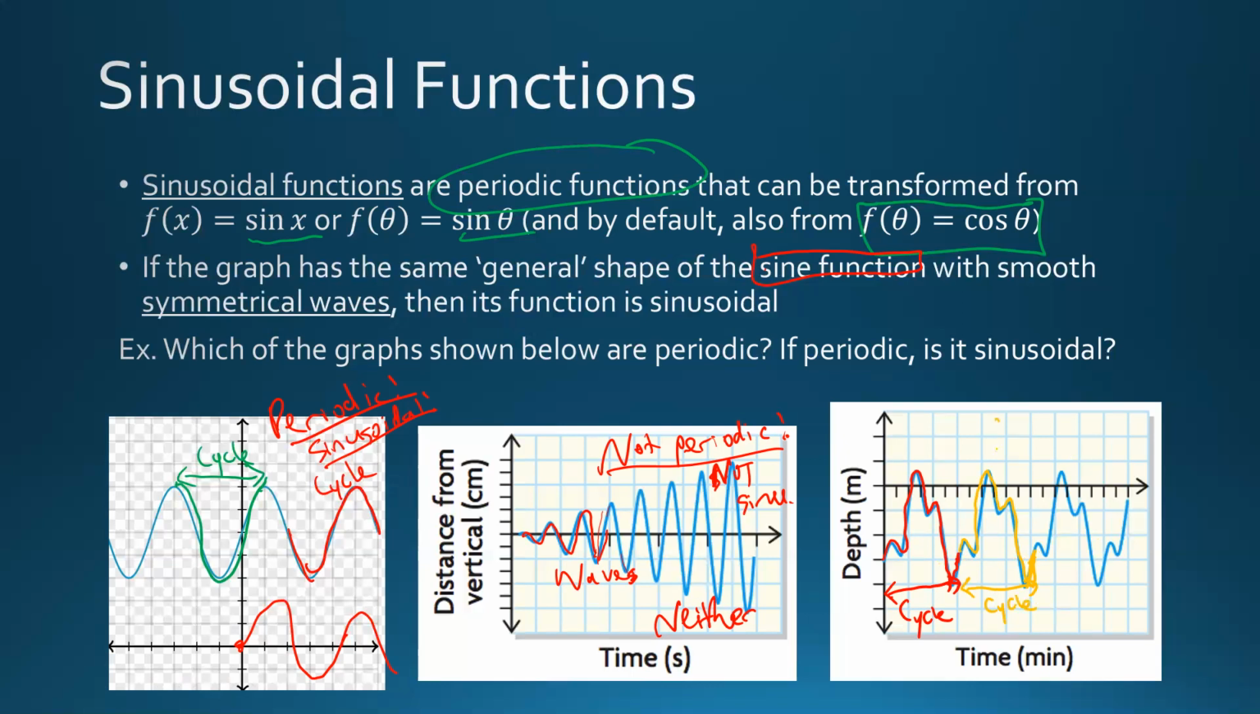But this is my other cycle that repeats over and over again. So this is definitely periodic. I know that for sure. And the question is, is it sinusoidal? Even though it has the waves, and this is what throws people off, you might look at that and be like, doesn't that look like the sine function?